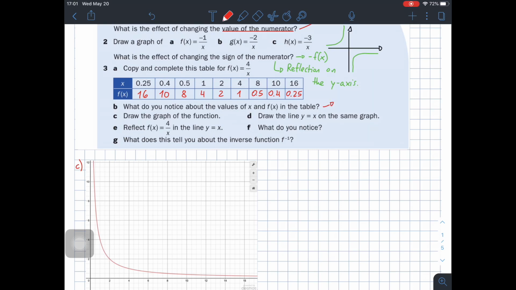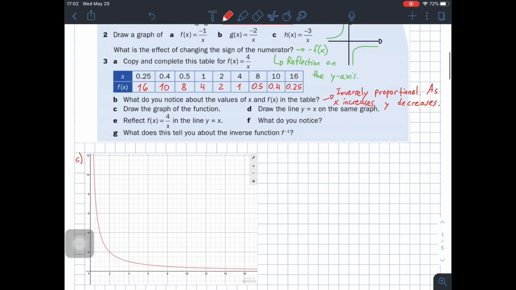Let me write this here. x and y are inversely proportional. We call that in math inversely proportional. That means that as x increases, y decreases.